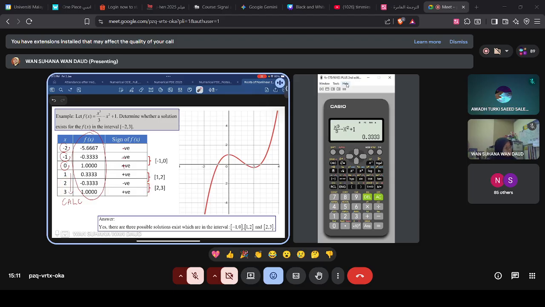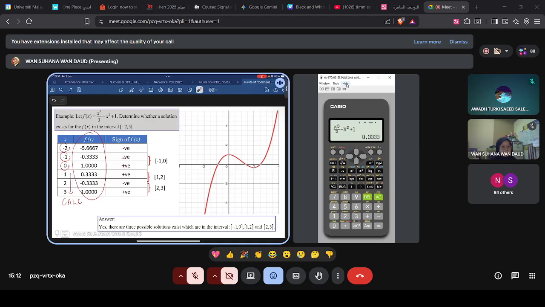So if I ask you, determine whether a solution exists for f(x) in the interval negative 2 and 3, you should say yes, there are 3 possible solutions, which are in the intervals negative 1 to 0, 1 to 2 and 2 to 3. Okay, because there is a different sign of f(x) for each interval. And it has also been proved by this graph.